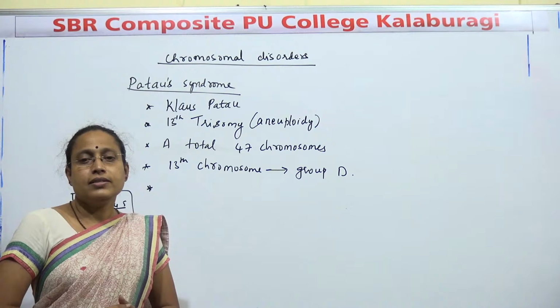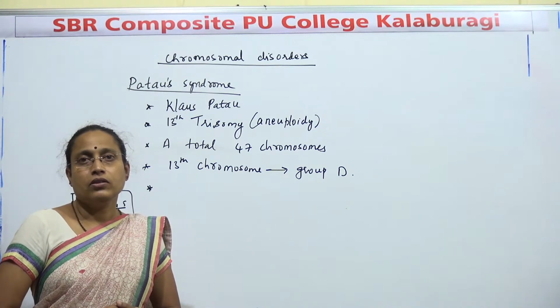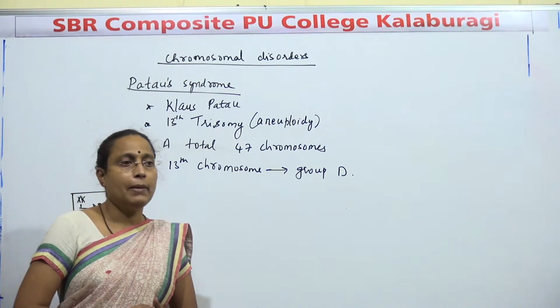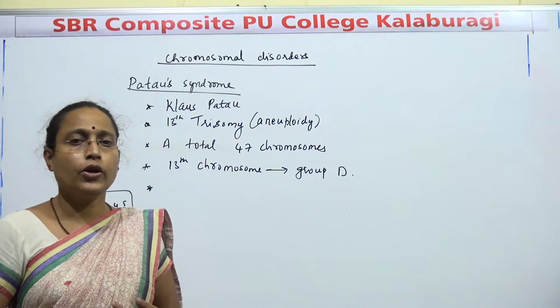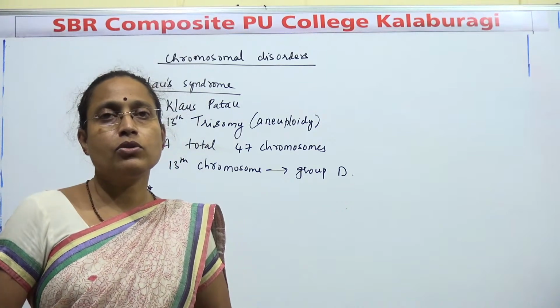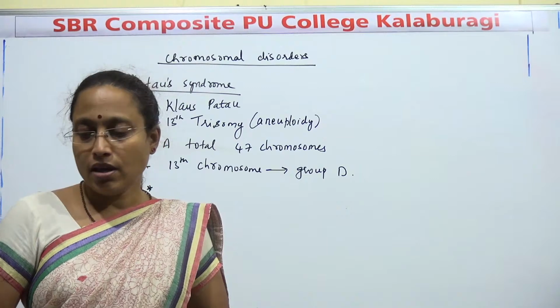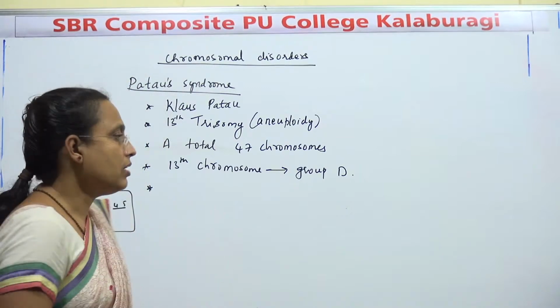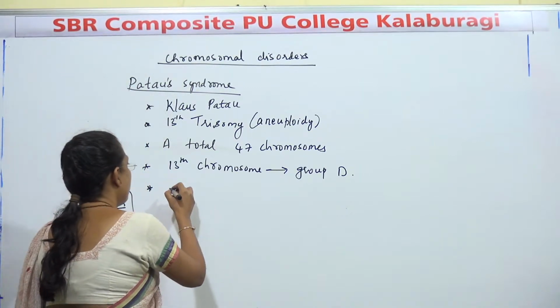Here also, whenever a trisomy condition or aneuploidy occurs, the cause will be mainly non-disjunction of chromosomes during meiosis. Now, what are the symptoms of Patau syndrome?